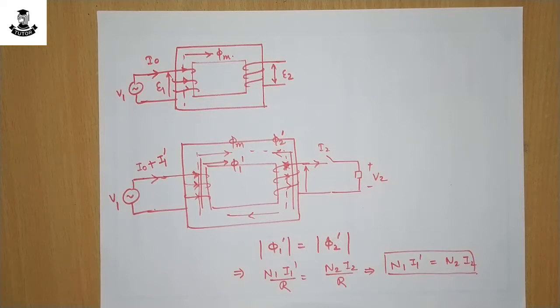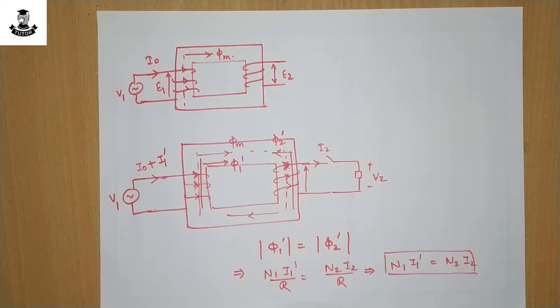The MMF produced by this current, that is N1 I1 dash, will neutralize the secondary winding MMF so that the resultant flux in the transformer core remains constant. From this analysis, the resultant flux in the transformer core remains constant from no load to full load. So, the transformer can be treated as a constant flux device.